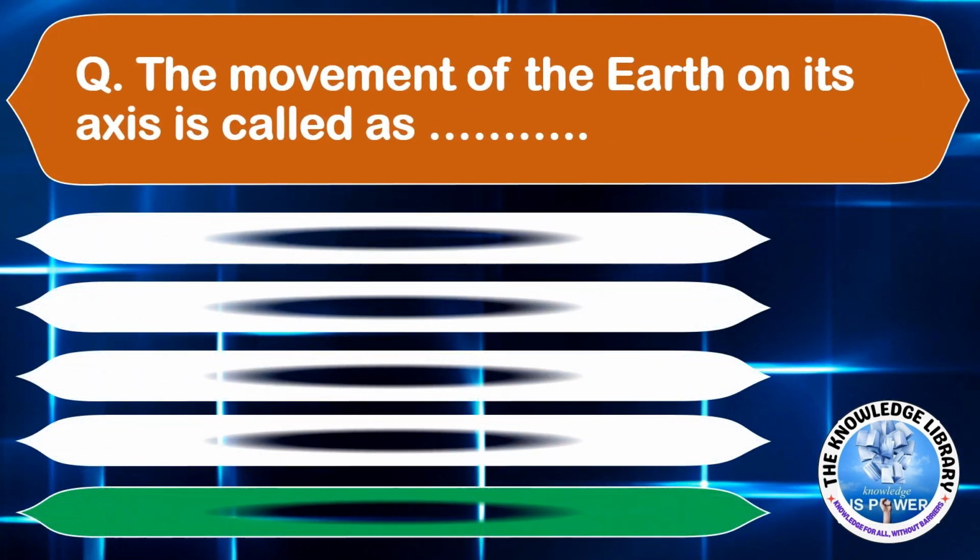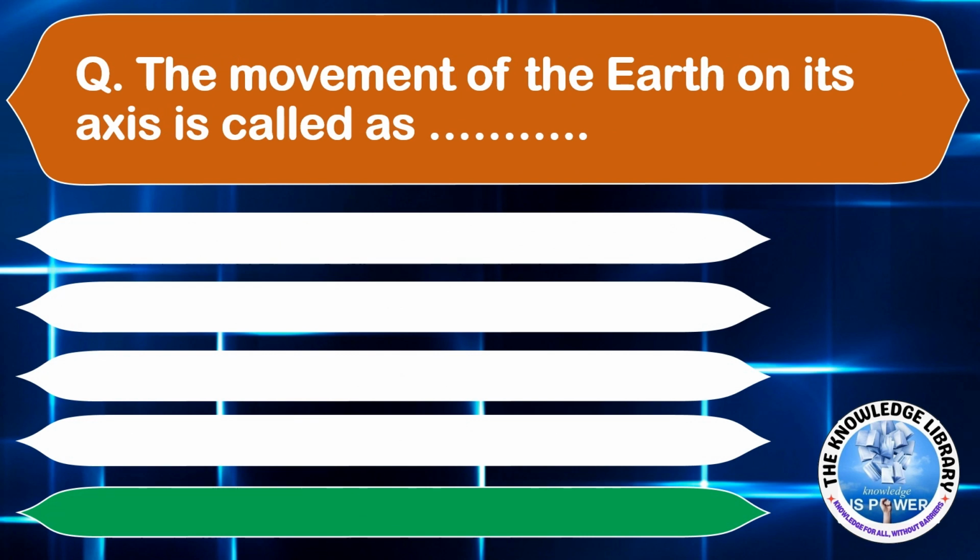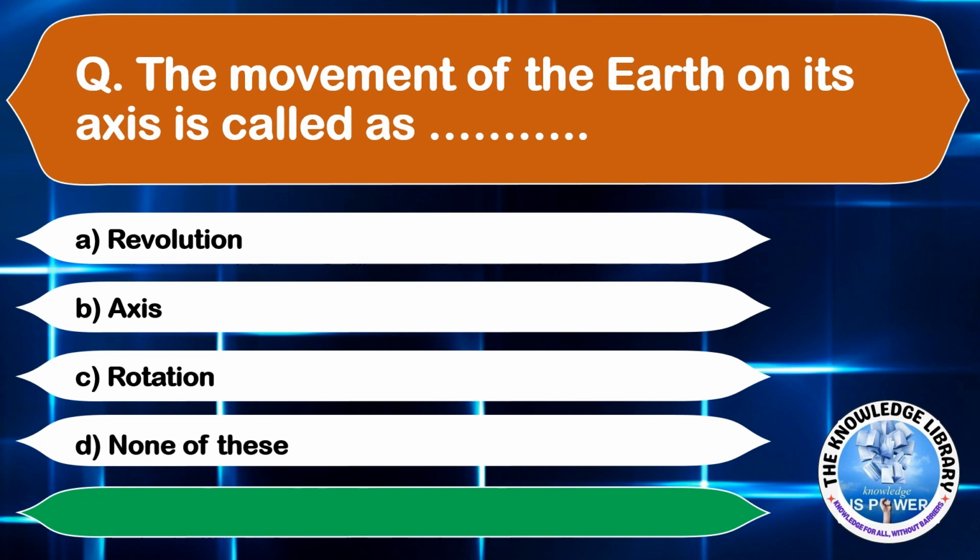The movement of the Earth on its axis is called option A, revolution. Option B, axis. Option C, rotation. And option D, none of these. The correct answer is option C, rotation. Moving on to the next question.